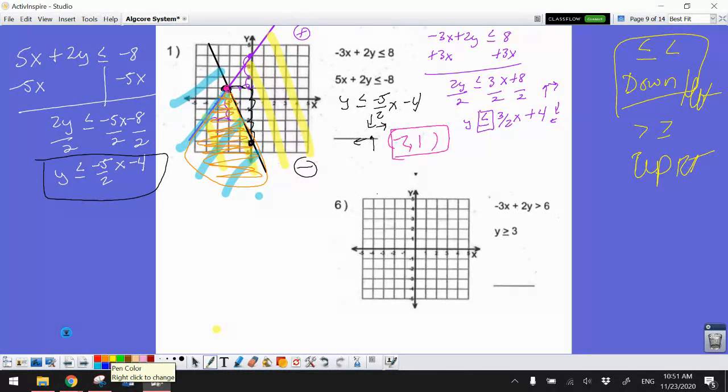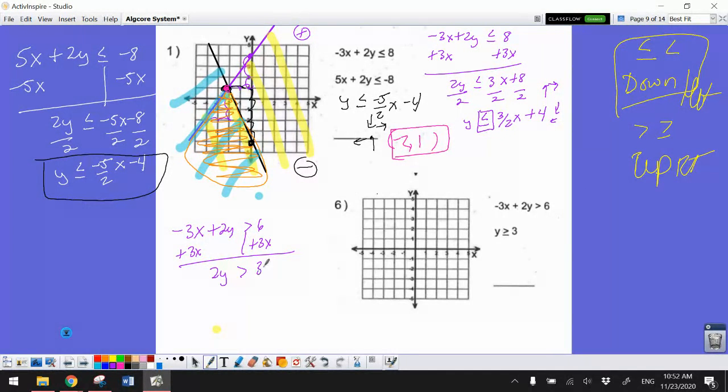Okay, let's go ahead and work on this next one. So I have negative 3x plus 2y is greater than 6. And remember, on these, when we're solving inequalities, I have to flip the inequality if I'm dividing by a negative, but I haven't had that come up yet, so I haven't had to do any flipping. So I'm adding my 3x.